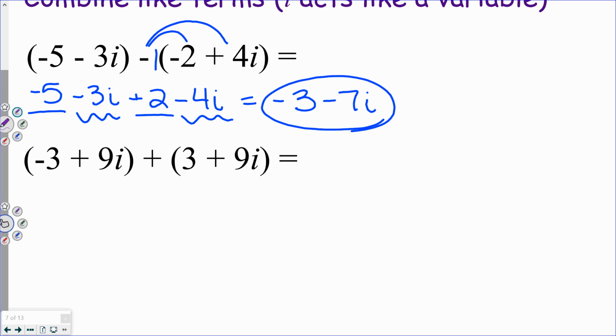Do parentheses matter in this one? No, you don't really need to worry about parentheses here because it's a plus sign. I'm going to tell you right now, there will be at least 5 of you who will do this wrong on your test Thursday. Prove me wrong. That doesn't mean more of you, less of you than 5, okay? So with a plus sign, you can distribute a positive 1 if you want, but it doesn't really matter. So negative 3 plus 3, that cancels. 9i plus 9i is 18i. And I'm done.